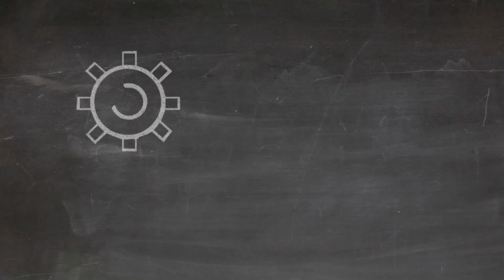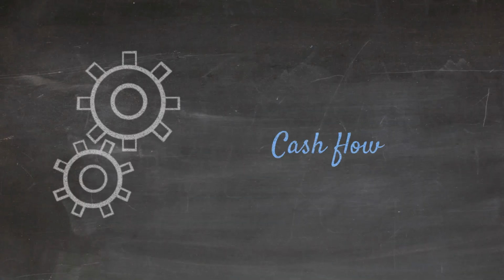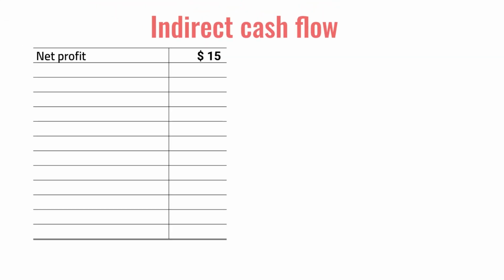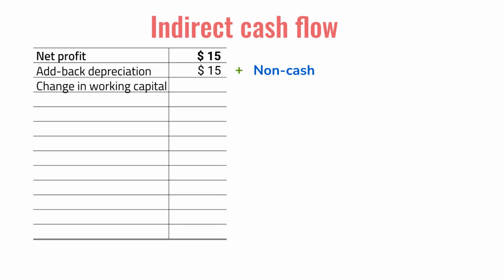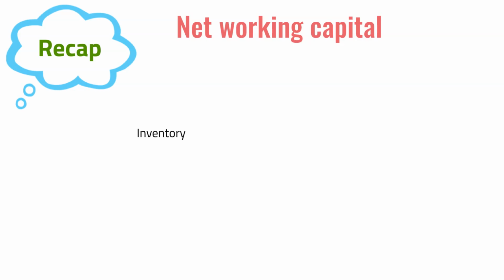Let's move to construction of an indirect cash flow. We start with a net profit of $15. We add back non-cash items. In our case, it is depreciation of $15, so plus $15. Now we are moving to changes in net working capital. Our net working capital is inventory, receivables and payables.